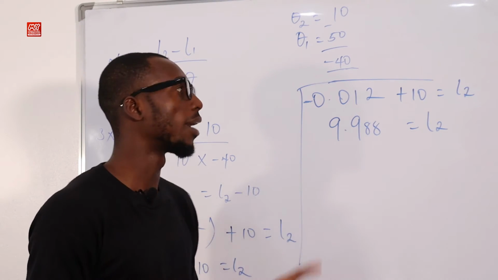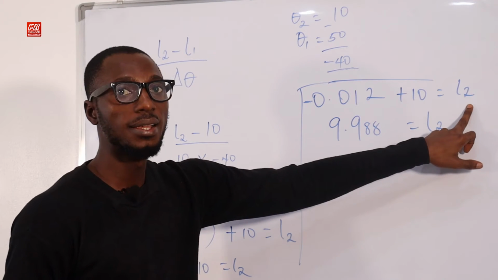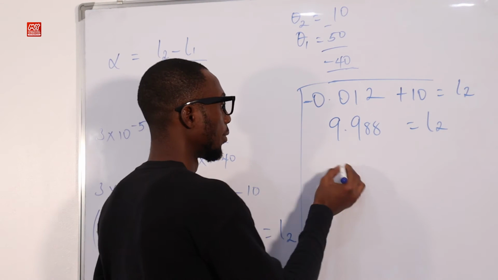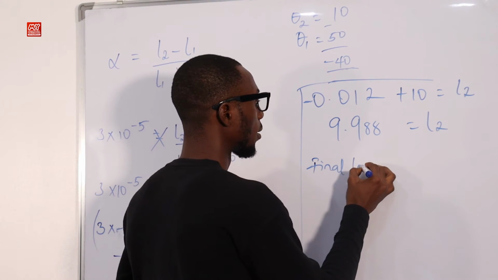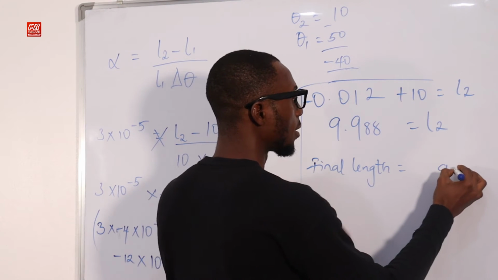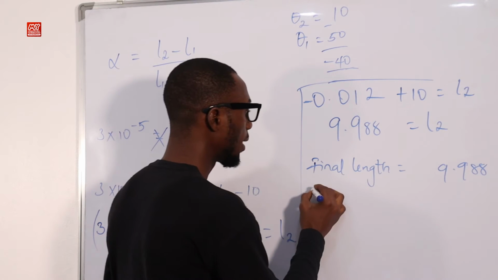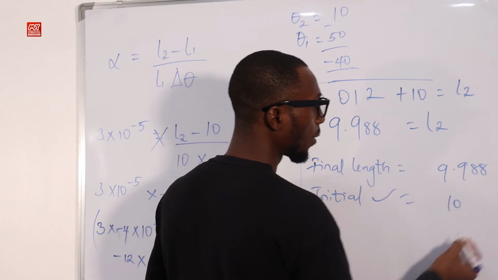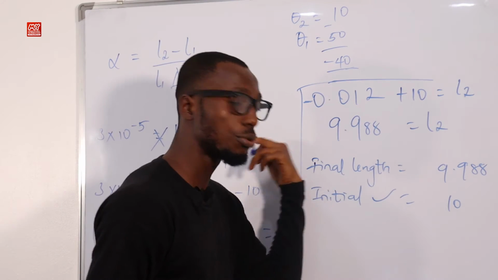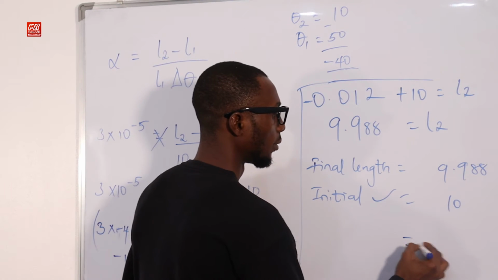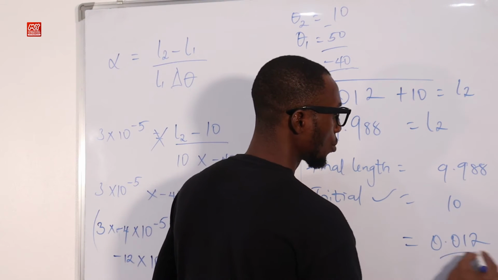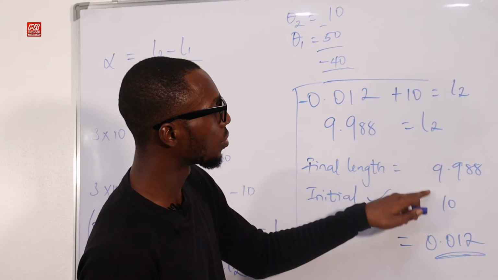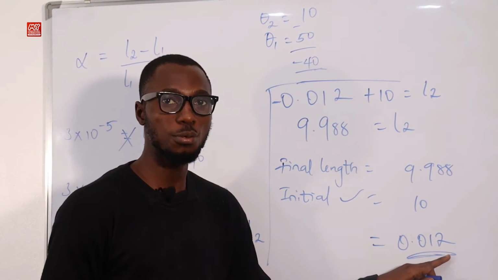We are not asked to look for the second length, we are asked to look for the decrease in the length of the wire. Remember that the final length of the wire is 9.988, and from the question, the initial length of the wire is 10. So when we subtract, 10 minus this, it gives what we had there, 0.012. So this is the decrease in the length of the wire. It decreased from this to this, and the difference is 0.012 centimeter.